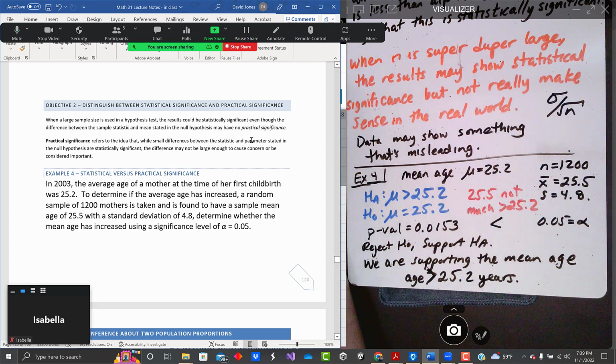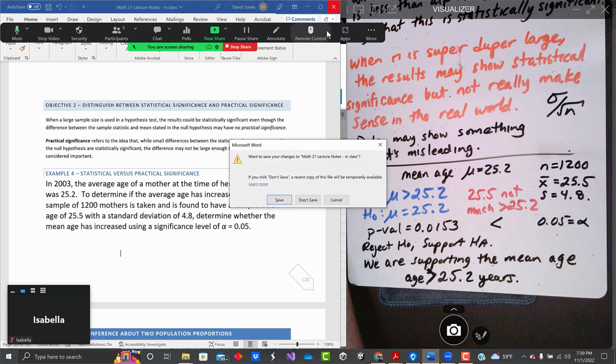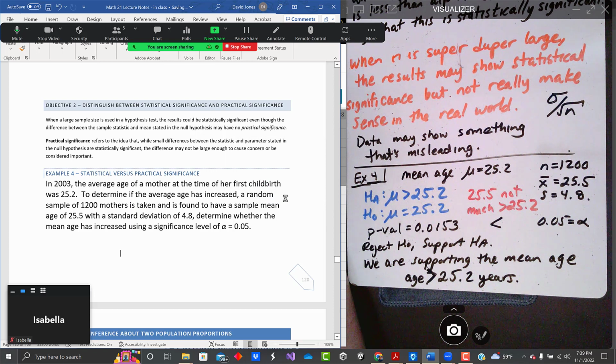All right, that'll be it for that. I do want to point out where the project is. I'm going to save that because I like the size of the text.